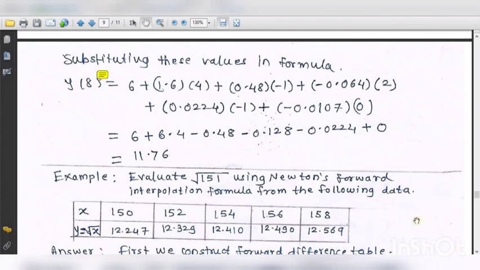In the next lecture, we will see, if possible, again 2-3 examples based on this Newton's interpolation formula and shift operator. Thank you very much.